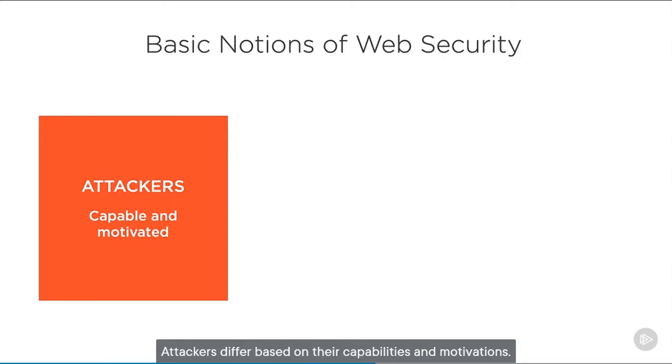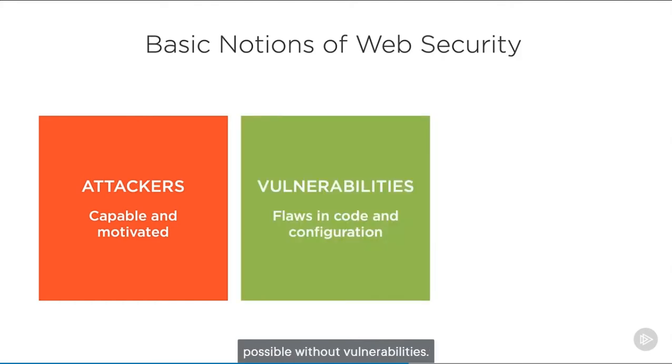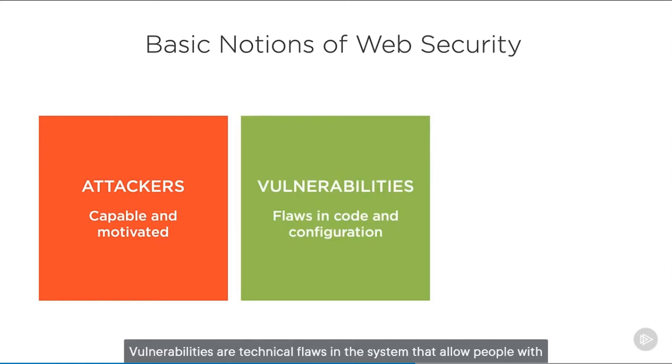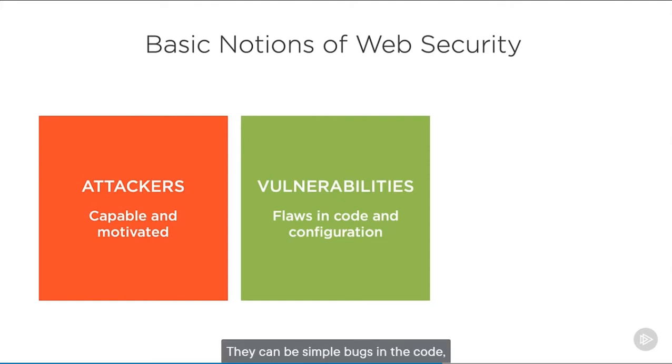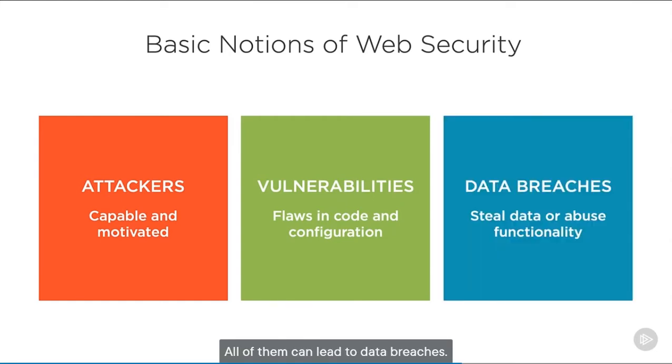Attackers differ based on their capabilities and motivations. They can be teenagers wanting to impress their friends, fired employees seeking revenge, as well as criminals breaking into applications for money. Attacks would not be possible without vulnerabilities. Vulnerabilities are technical flaws in the system that allow people with malicious intent to break into our applications and systems. They can be simple bugs in the code, fundamental architecture flaws, or configuration mistakes. All of them can lead to data breaches.